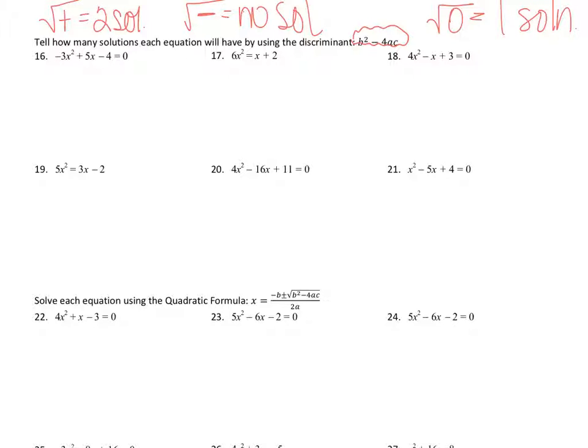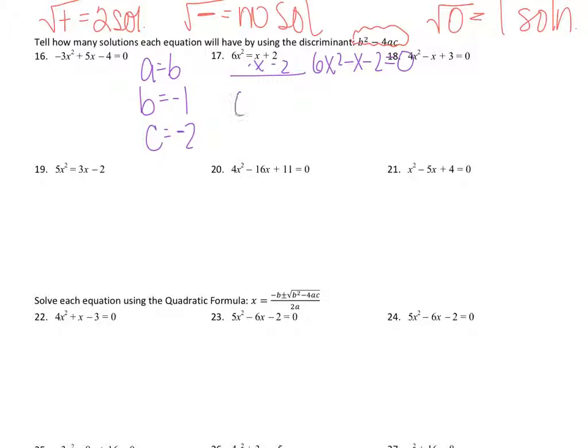So I'm going to look at number 17. You'll notice that it doesn't equal 0 right now, and that's a big issue. When we're using the quadratic formula, we always want one of those pieces to equal 0. So I'm going to start by subtracting x and subtracting 2 from both sides so I get that 0. That's going to give me 6x squared minus x minus 2 equals 0, and that's what I'm going to work with. From there, my a value is 6, my b value is negative 1, and my c value is negative 2. Those are just the coefficients and the constant, and I'm going to use that b squared minus 4ac to figure out if I'm positive, negative, or none.